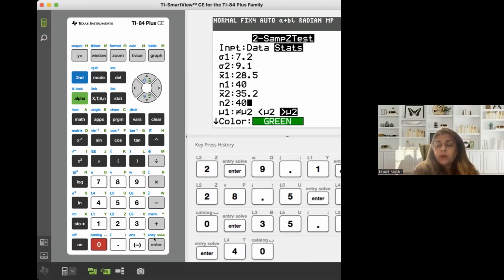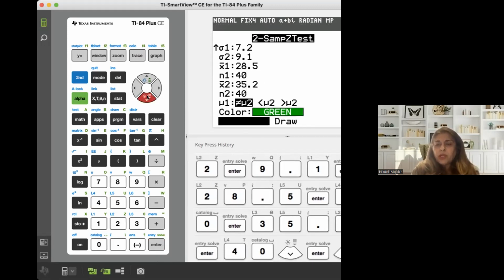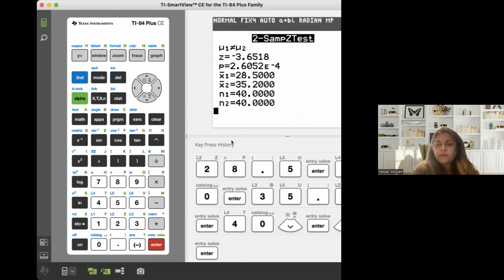What is H1? What type of tail test do we have? Mu1 not equal mu2. We're going to choose the first option. Go down. We don't want color. Highlight calculate, press enter. So that's your Z, negative 3.6518, P 2.6052 E to the negative 4. Do not ignore E to the negative 4. E to the negative 4 means you have to move the decimal point 4 places to the left.